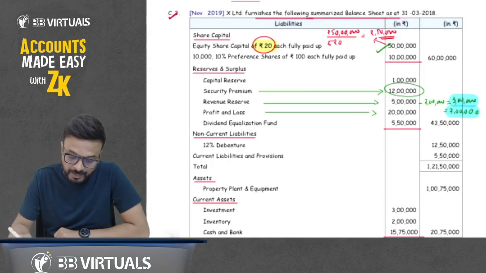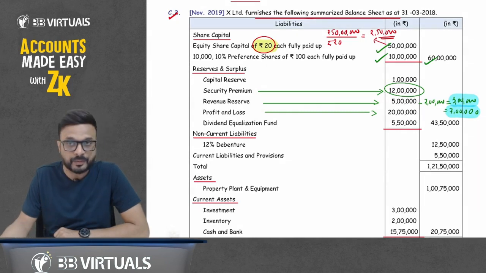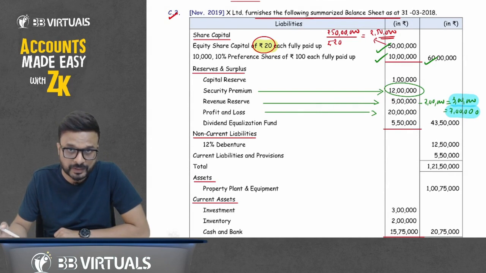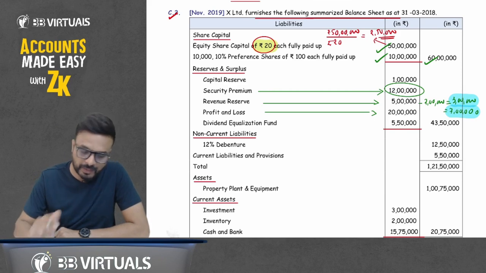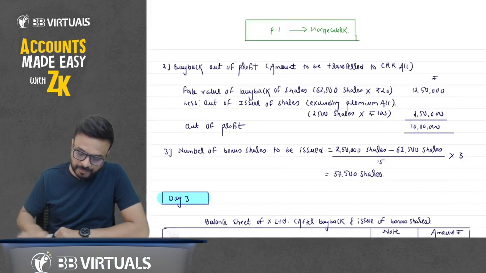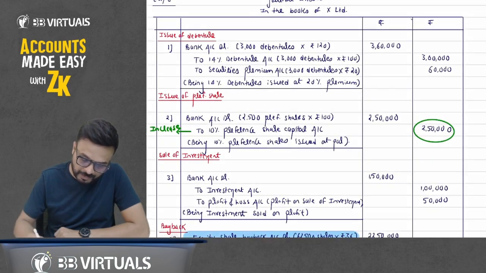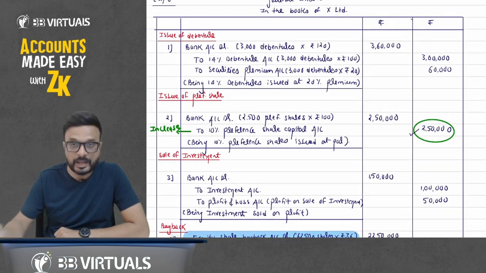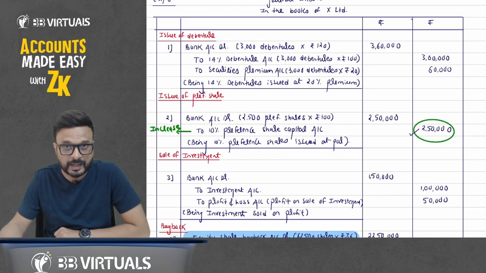Now next, which is given in balance sheet, is preference share capital. How much is preference share capital? Preference share capital is 10 lakh. Now type 10 lakh in your calculator. Here in the first entry there is no preference share capital, in the second, yes. We have credited here 2,50,000. So plus 2,50,000, how much is it? 12,50,000.